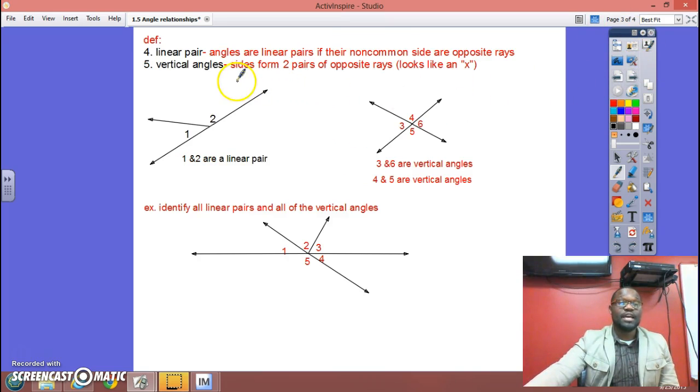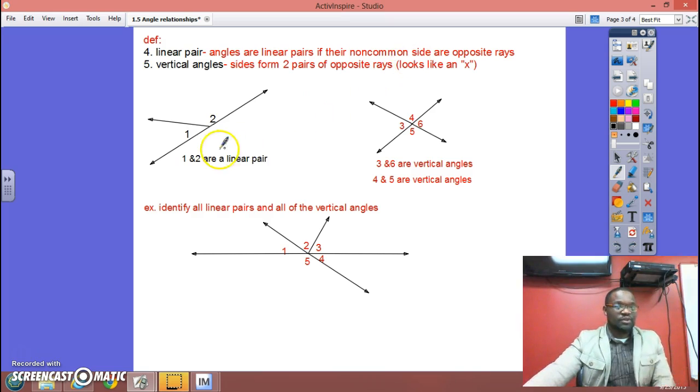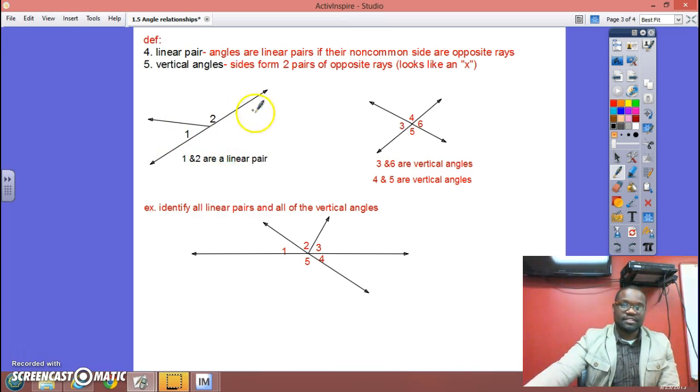Next, a linear pair. Angles are linear pairs if their non-common sides are opposite rays. A lot of times linear pairs just look like this. They make a straight line. It's basically what you'll see. Anything like that is a linear pair. And a linear pair always adds up to 180 because it makes a straight angle.